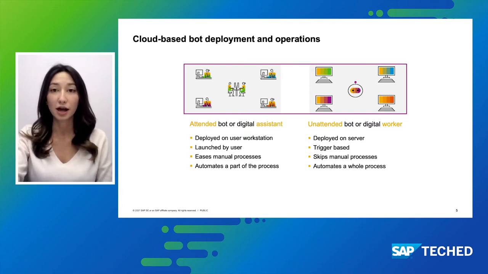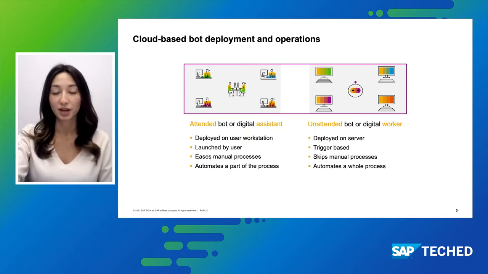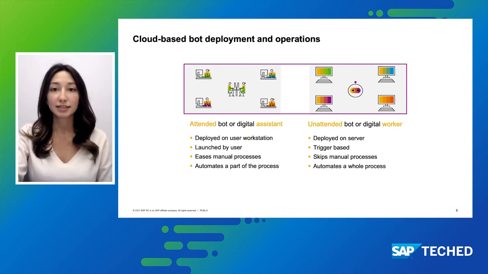On the other hand, bots can also be scheduled. We here talk about unattended executions as a digital worker. So from a technical standpoint, it is deployed on a server and is executed through a scheduled trigger. And from a functional standpoint, it also aims to lower the manual processes, which are often repetitive with lower added value. When well identified and designed, it could cover a whole process, for example, automating a purchase order.